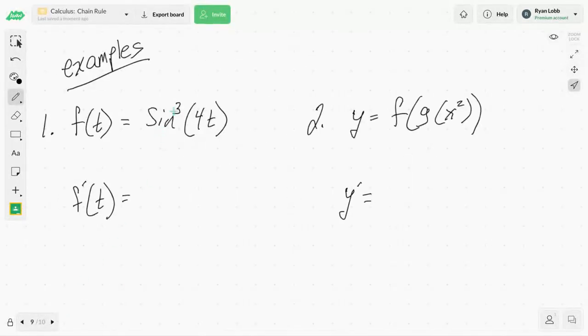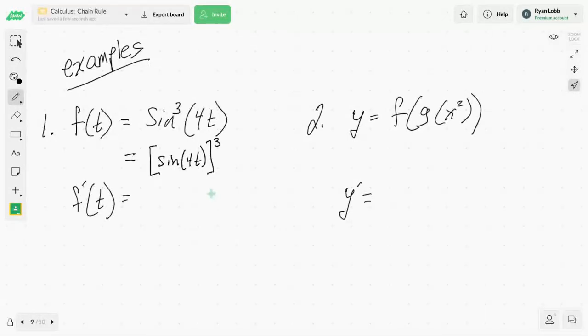So here I have sine cubed of 4t. Now this is one that, a lot of times when you look at it this way, you get a wrong answer. So realize what this means. Sine cubed of 4t means what? It means I have sine of 4t raised to the third power. That's what sine cubed of 4t means.